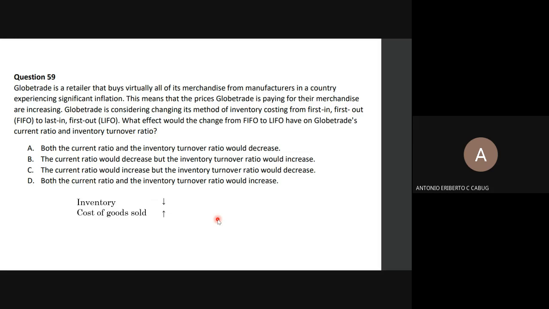Why? Because under LIFO, yung kakapasok lang na mahal na produkto, no? Yung kakapasok kasi may inflation, mahal yung produkto, yun yung unang mabebenta. Okay? So, the correct answer is B. The current ratio would decrease because inventory would go down. The inventory turnover ratio would increase because it is COGS over inventory. No? So tataas yung numerator, bababa yung denominator. Okay? Next is earnings quality.